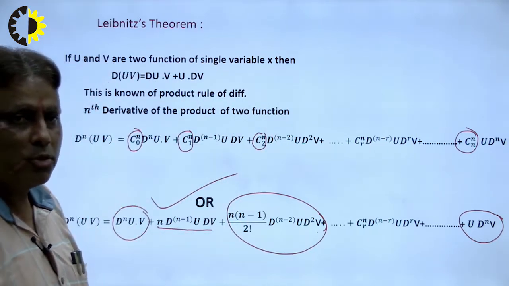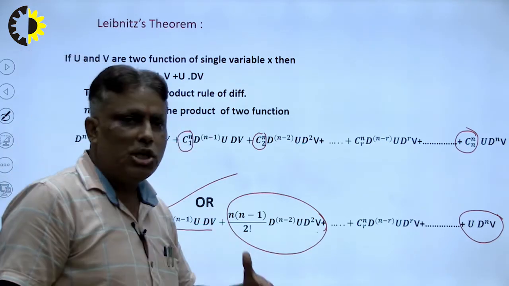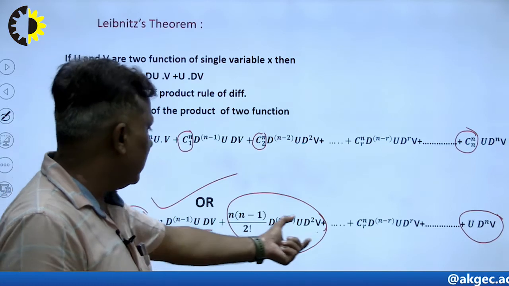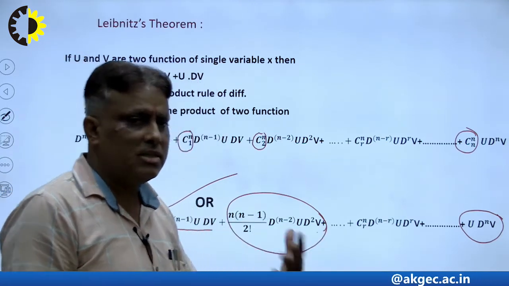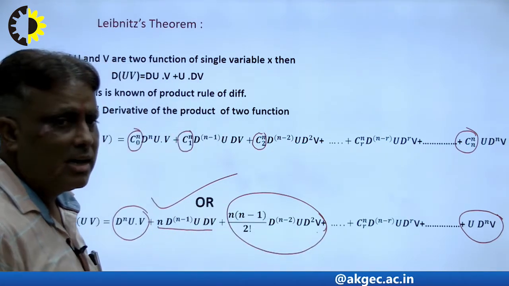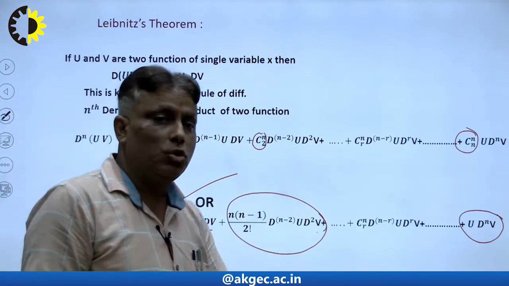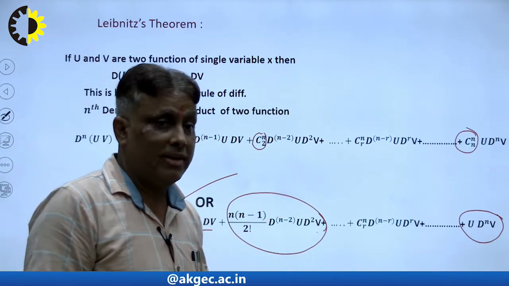Here there are two portions, one is this, second is this. Students can use any one of them, right? But students prefer the second one because it is very easy to apply and calculate. Now we see how to apply the Leibniz theorem in our problem. That is the most important thing.